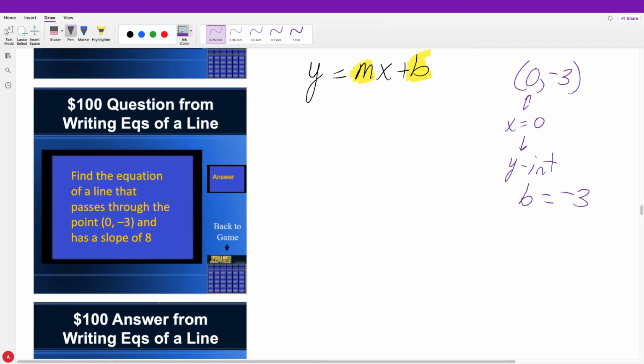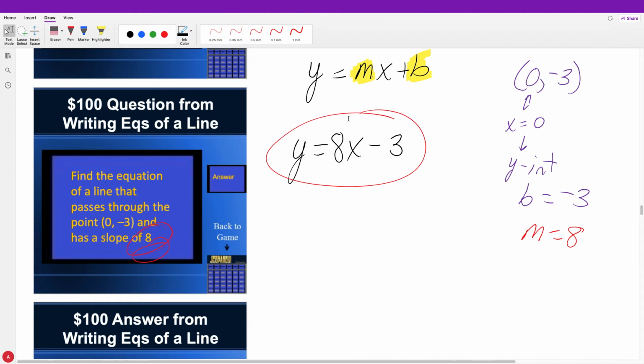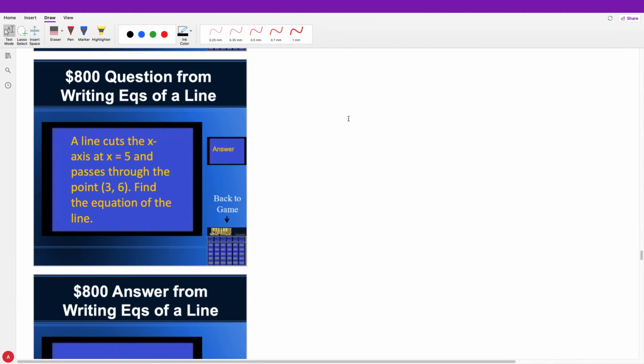And then it also tells us that we have a slope of 8. You can't see that, so it tells us that we have a slope of 8. So I know that my m is equal to 8. So all I need to do now is just plug those into our equation of y is equal to 8x minus 3. All right, do not write y is equal to 8x plus negative 3. Reduce that, simplify that to get just that minus. All right, so y is equal to 8x minus 3 will be your final answer for this one.